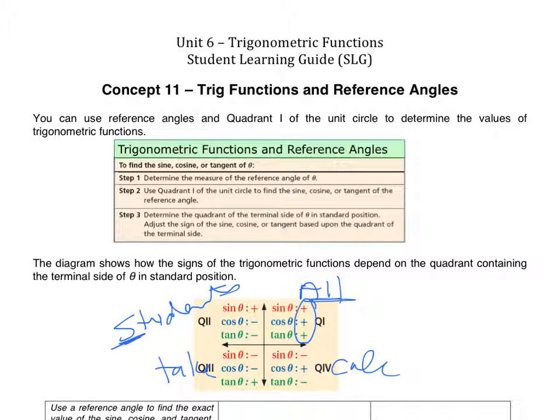Over here in quadrant 2, just the sine is positive. Down here with the T, just the tangent is positive. And over here with the C, we know just the cosine is positive. So let's go ahead and flip over to the next page and work on radians.